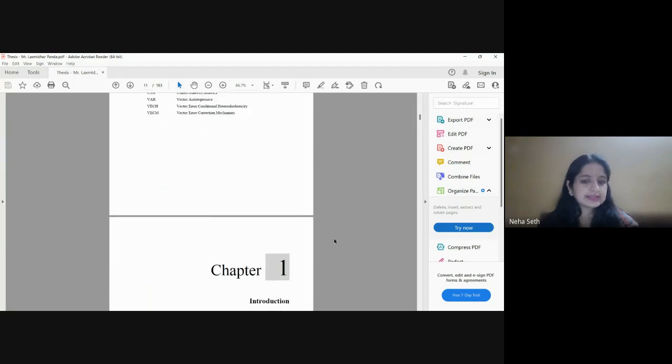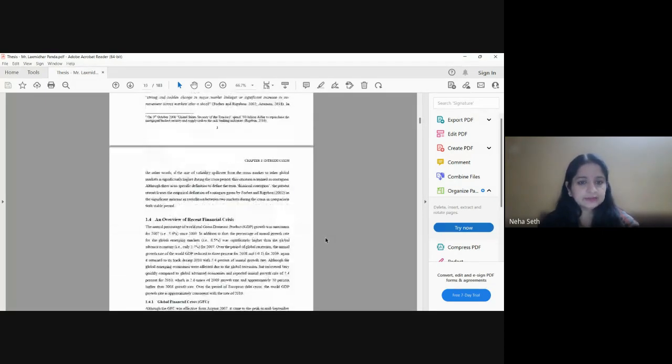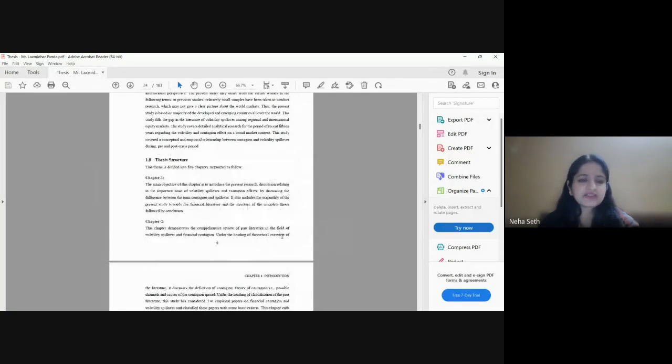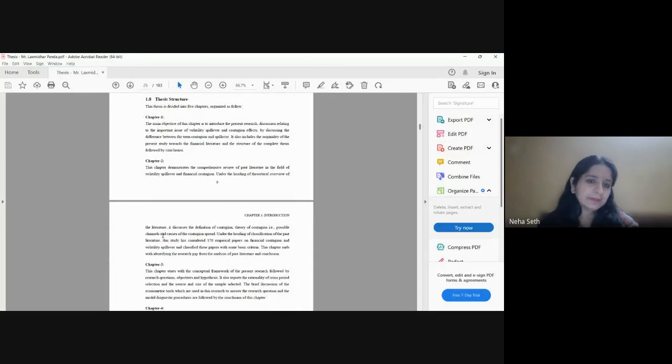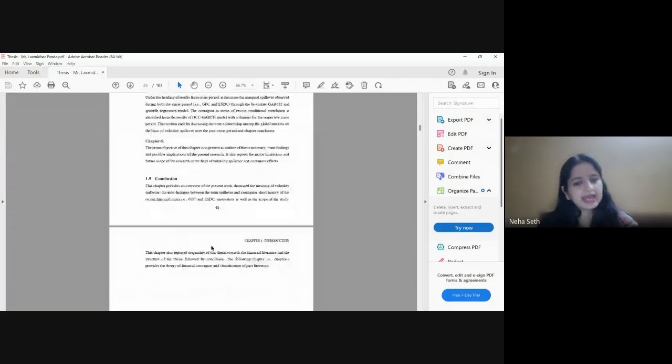Now, this is the first chapter, which talks about the introduction. The introduction includes everything: scope, motivation, and so on. And as I mentioned earlier, we described the structure of the thesis: what our first chapter is about, the second, third, fourth, and fifth chapters, and the conclusion of the chapter.